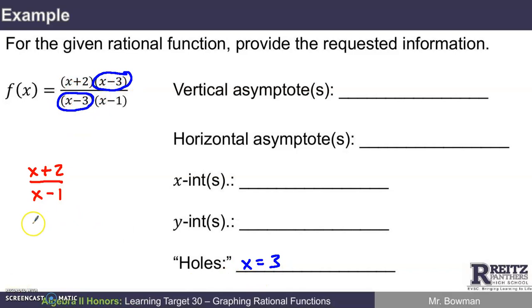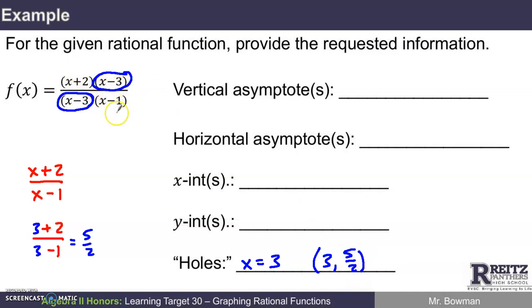And if I let x be 3 in the leftover part, like this, all I'm doing here is replacing x with 3 and simplifying. So that's 5 on top and 2 on bottom. That's the y-coordinate. The hole in this graph would occur at 3, 5/2.